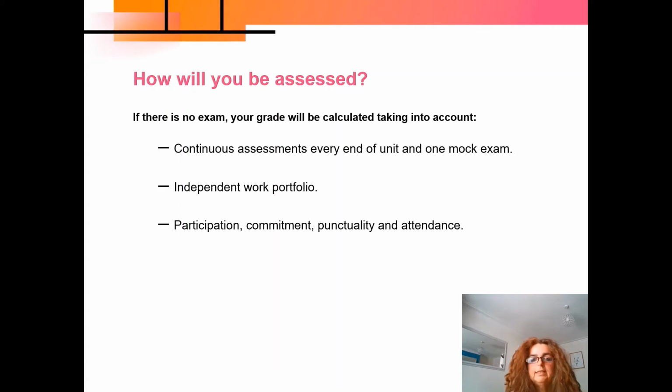How will you be assessed? Well, your grade at the end of the first year will be an accumulation of our continuous assessments, our tests, our end of unit tests. There will be one formal mock exam. We also run an individual independent work portfolio that we keep an eye on, that every student produces and is in charge of. And obviously your commitment, your passion, your participation and your attendance, all these aspects will be important in your outcome.